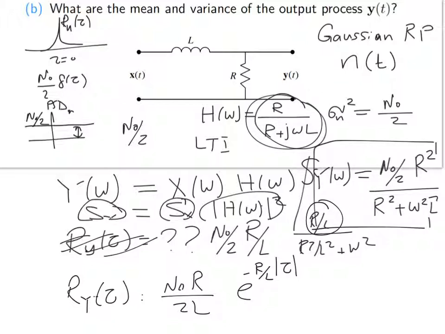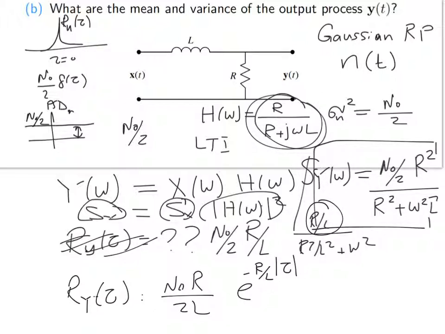Okay? Because this system, if you put a delta at the input, will give you something that decays with time. It will not just immediately go up and down in zero time, right? And the same for the RC circuit, right? Okay. So that's the autocorrelation of the output process.